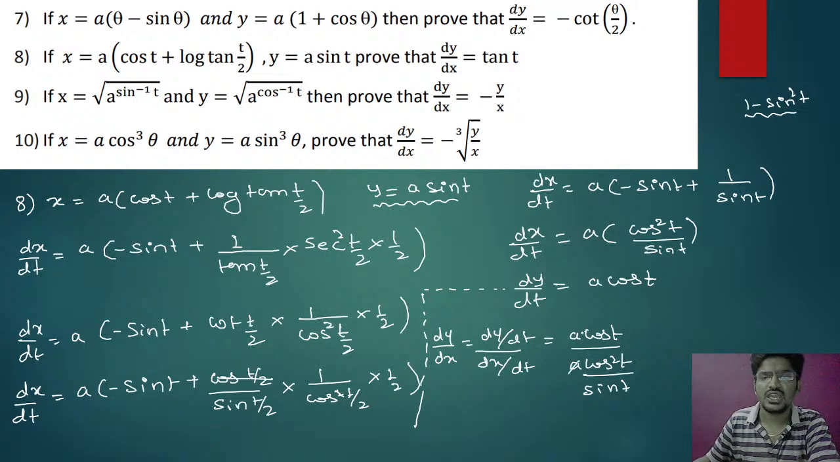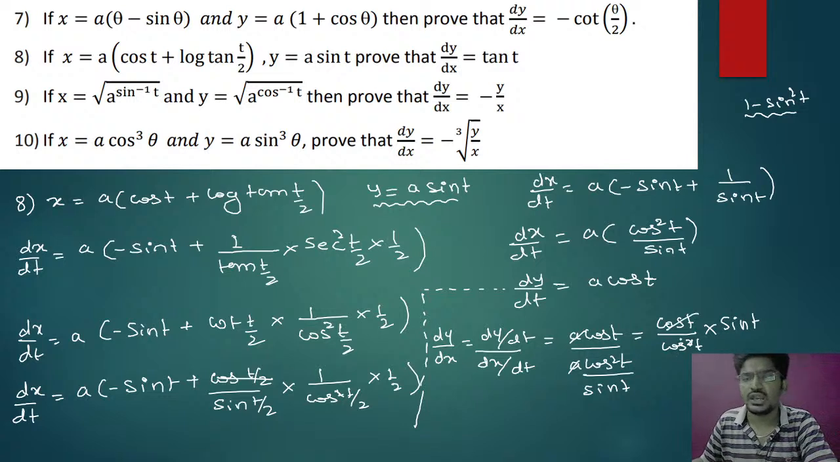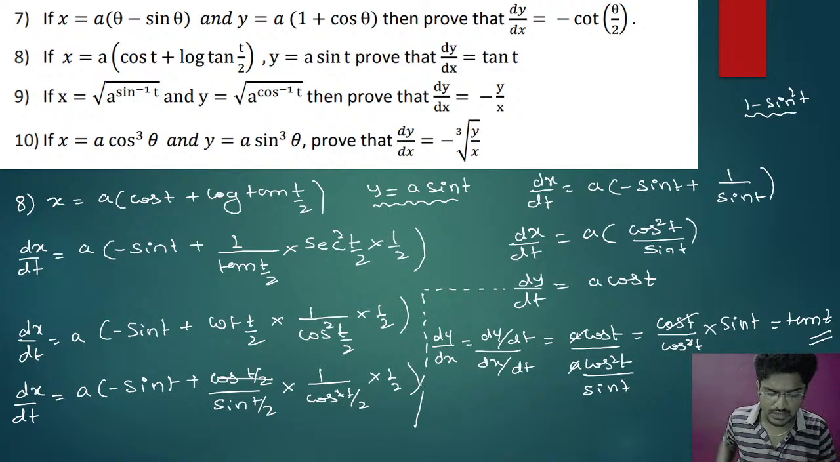Okay, so a directly will get cancelled, and you can write it as cos t divided by cos square t multiplied with sin t. Cancel cos t, cos t. So you can see here cos will get cancelled, tan t will remain. So tan t will be your answer. Clear? So you just go through it. You can get tan t as your answer.